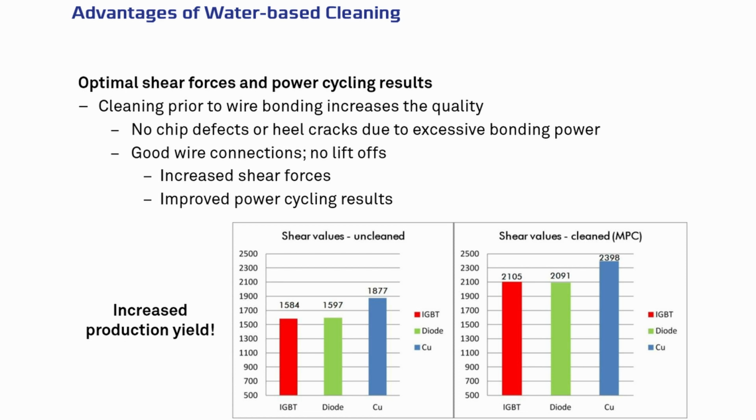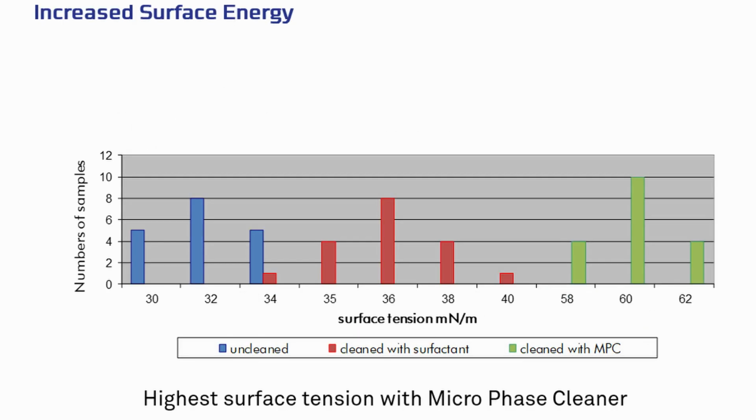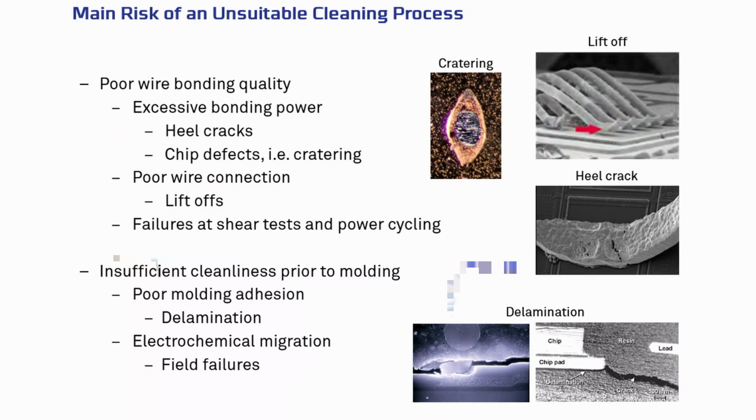Another important thing that needs to be taken into consideration is the surface energy of the assemblies after cleaning, because if the surface energy is not good enough, then you would not have good wire pull, and your shear strength is going to be much lower, which will definitely cause a failure when it comes to this type of power electronics.